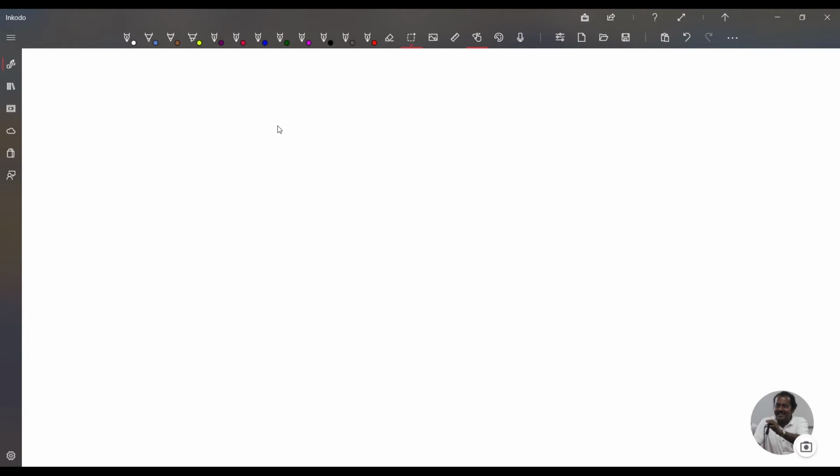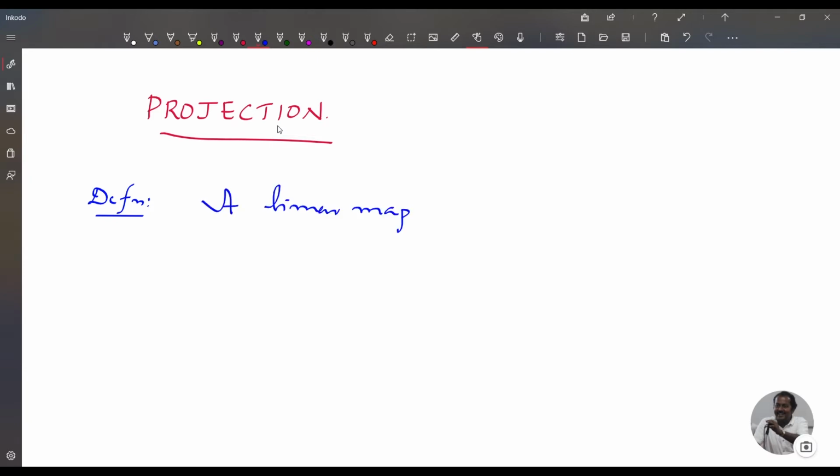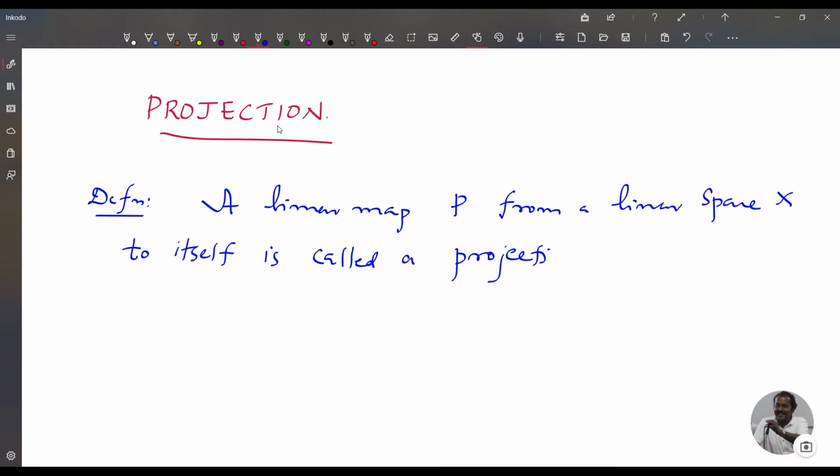In today's functional analysis class, we are going to discuss projection. First we define projection. A linear map P from a linear space X to itself is called a projection if P square equals P.